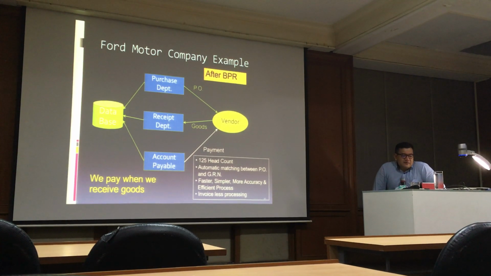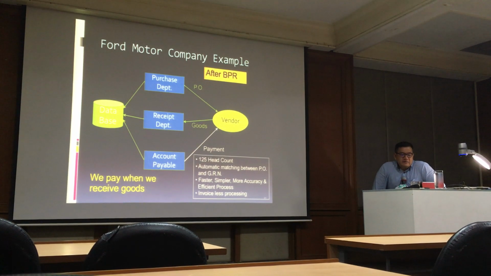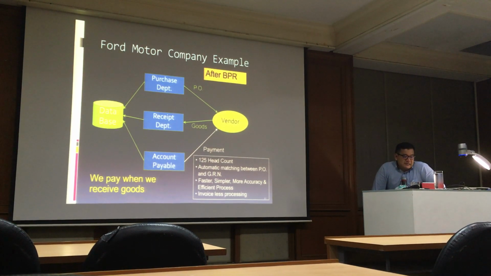And accounts payable also checks in the database that everything is all right, whether they have received the goods already or not, and if we received the goods, then we pay the vendor. So this comes from the concept of we pay when we receive goods. So it has 125 headcount, and it's automatic matching between the PO and the goods receiving note because it's updated in the database system. It's faster, it's more accurate, right? And involves less processing in this case.